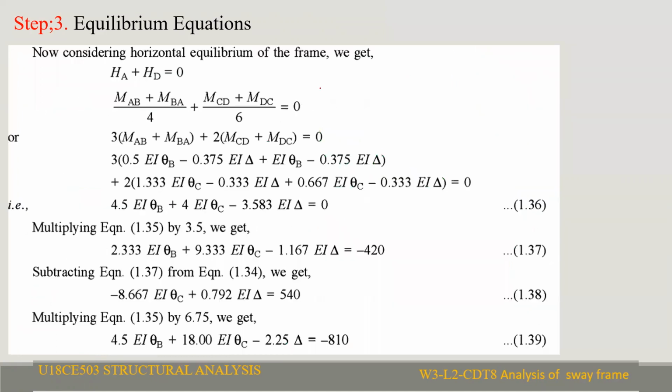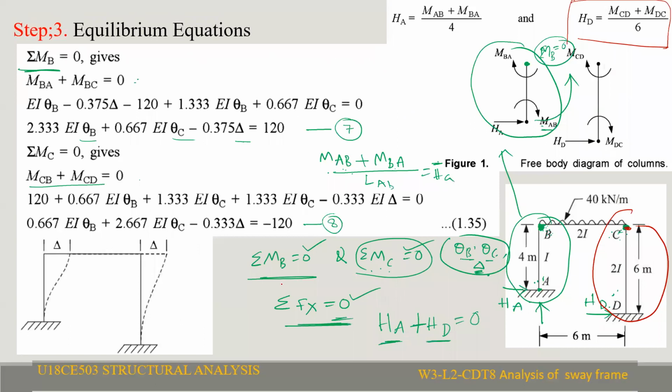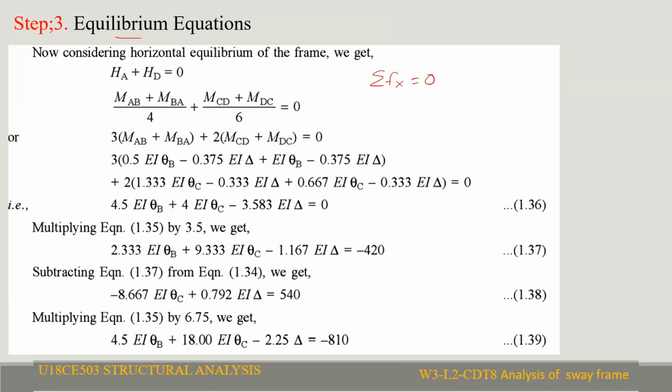After the calculation of this, you have to substitute sigma Fx equal to 0. This is another equilibrium equation I just discussed. So summation of moment at B equal to 0, summation of moment at C equal to 0, and sigma Fx equal to 0, that is HA plus HD equal to 0. So 3 unknowns, 3 equations. HA is nothing but MAB plus MBA by L, and HD is equal to MCD plus MDC by L.